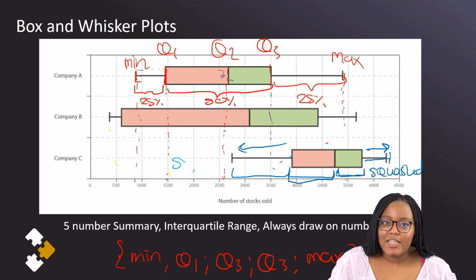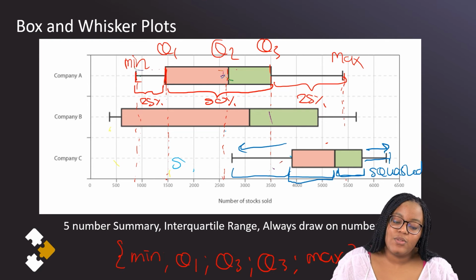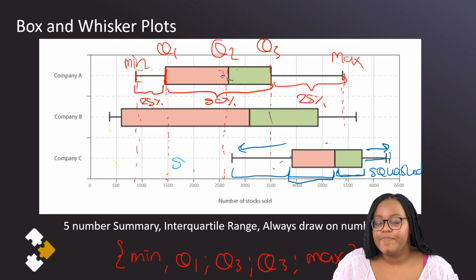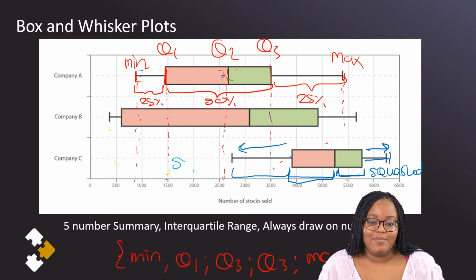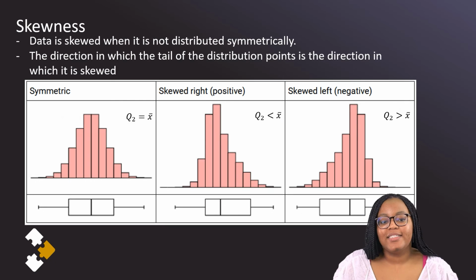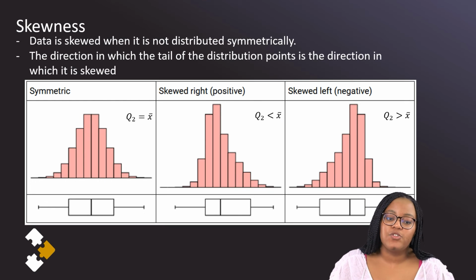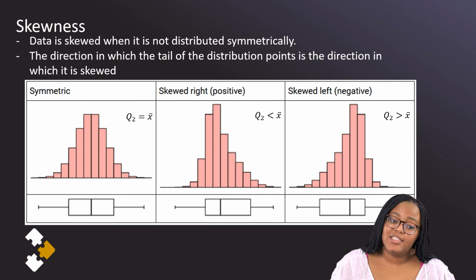Well, why is this relevant? This is relevant when it comes to the skewness of our data. So let's look at what skewness of data means. You know that data will be skewed when it is not distributed symmetrically. And so the direction in which the tail of the distribution points, or the tail of our box and whisker diagram points, is the direction in which our data is skewed.